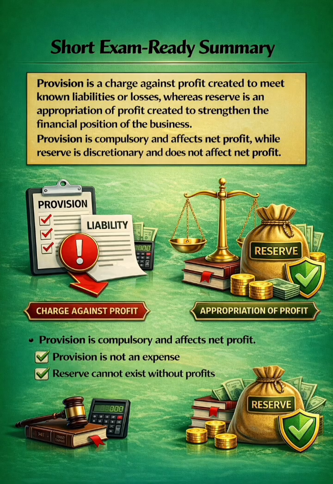Short exam-ready summary. Provision is a charge against profit created to meet known liabilities or losses, whereas reserve is an appropriation of profit created to strengthen the financial position of the business. Provision is compulsory and affects net profit, while reserve is discretionary and does not affect net profit.